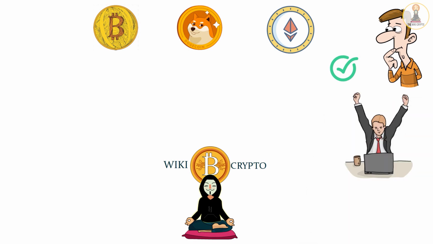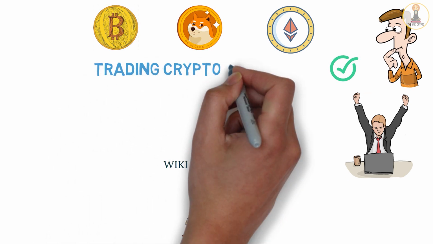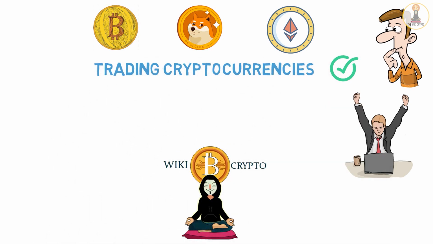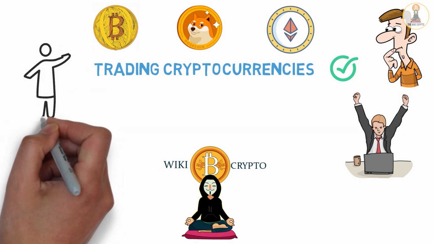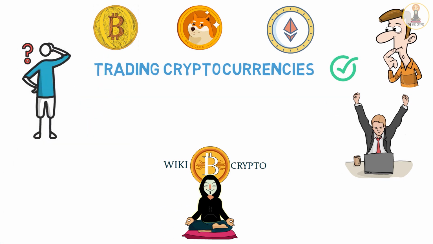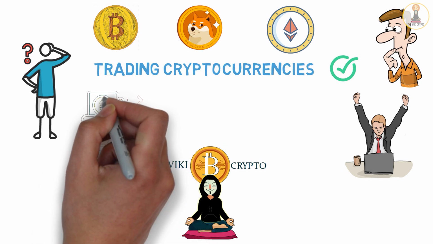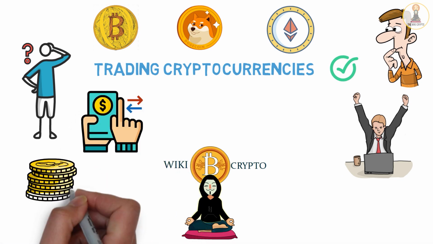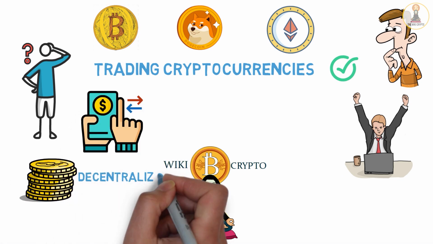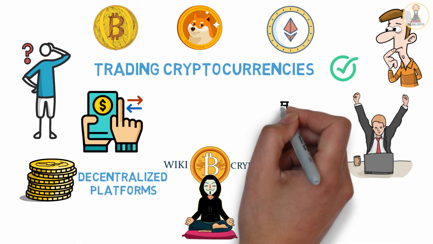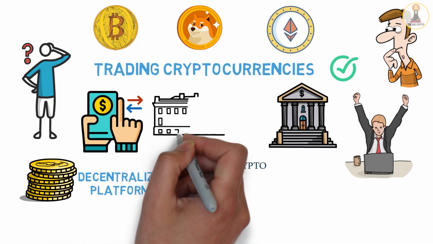But before you begin your journey to trading cryptocurrencies, you need to understand some terminologies. First of all, what is cryptocurrency? Cryptocurrencies are digital currencies using digital cryptography to process transactions and create new coins. Cryptocurrencies work on decentralized platforms, meaning they can't be controlled by third parties such as banks and governments.